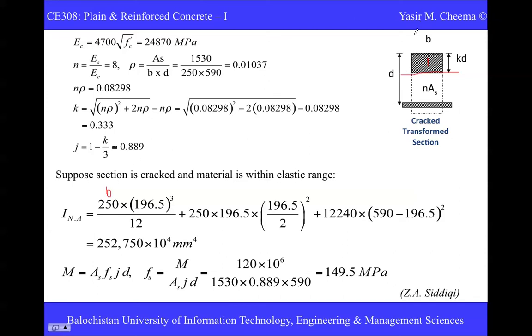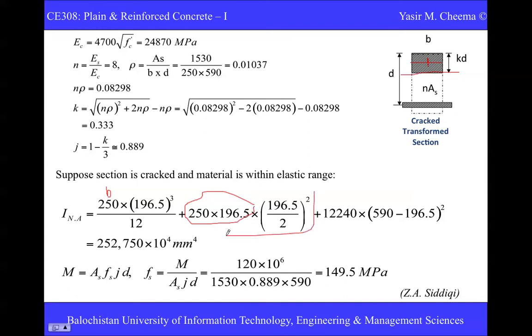So the width is B, that is 250, that's given, and this depth is 196. So the formula is BH cube over 12, divided by, so this area again, this comes to be 250 into this one, and here is the centroidal distance from this neutral axis. So the centroidal distance of this shape from the neutral axis is just half of this KD, and the KD is our 196.5. So half of this one, the square comes to be.